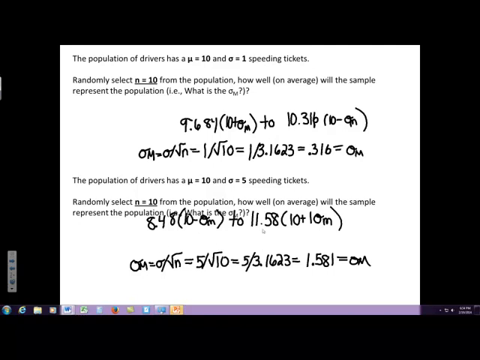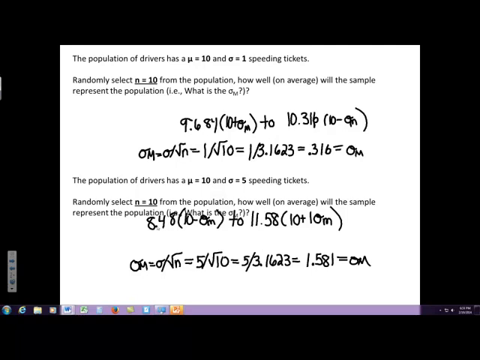So, this is quite a larger range than what we had up here when we had a smaller standard deviation and a correspondingly smaller standard error. Here, roughly 10 to 10 tickets if we do some rounding. So we'd be pretty accurate with our sample here. So in other words, we could be pretty confident that if we took a sample of 10 drivers, their mean would be close to the mean for the population. Whereas here, we're not so confident.